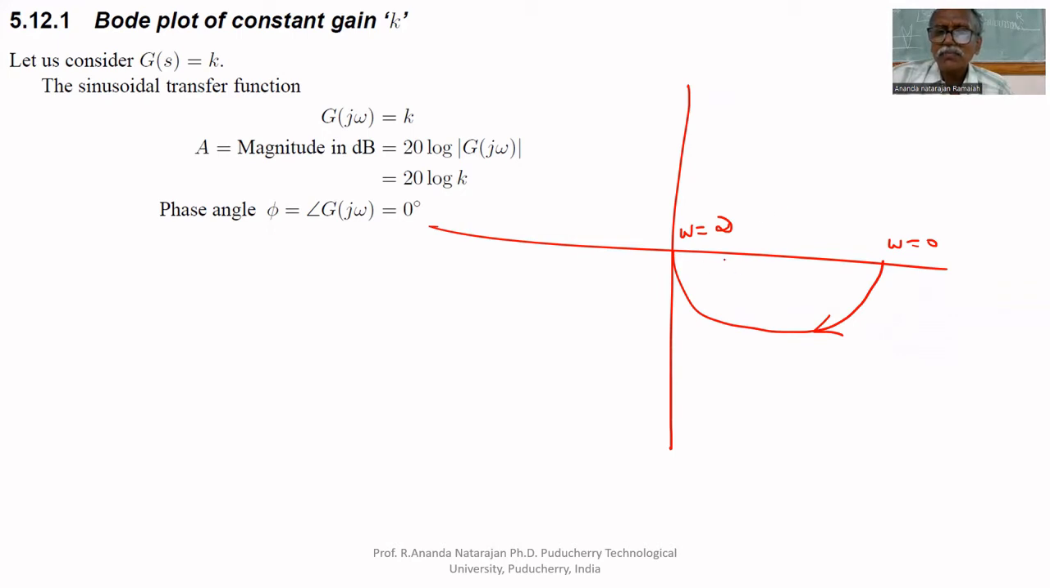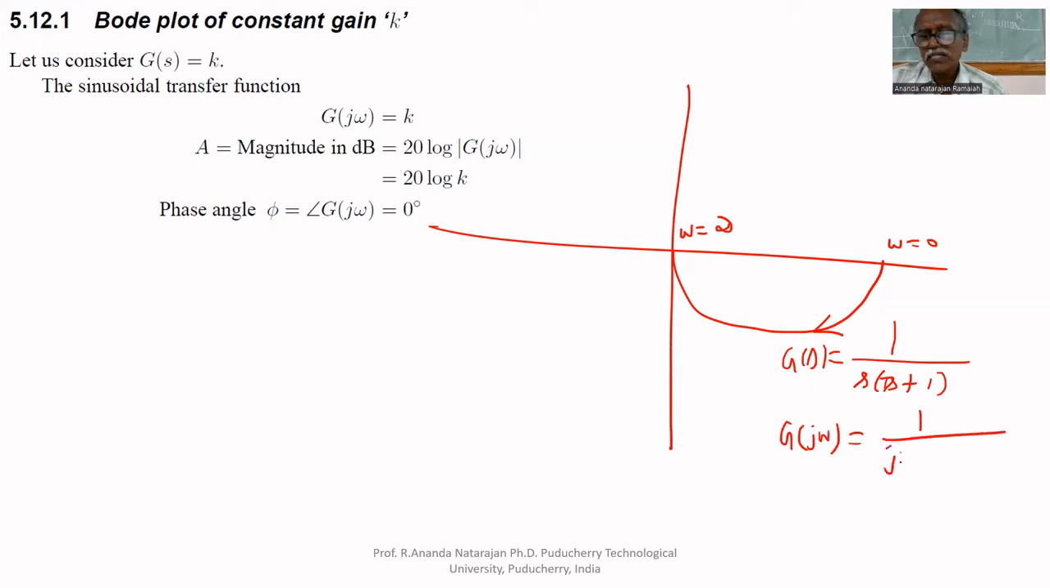If you draw the polar plot for a second order system, g of s equal to 1 by s multiplied by tau s plus 1. What is g of j omega? G of j omega equal to 1 upon j omega multiplied by j omega tau plus 1. Here, if you vary omega from 0 to infinity, you will get a plot.